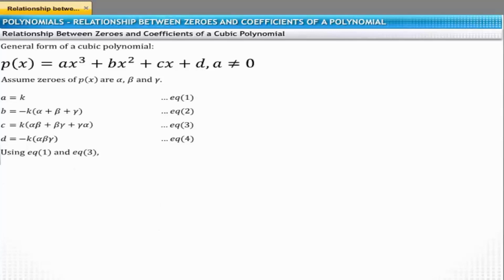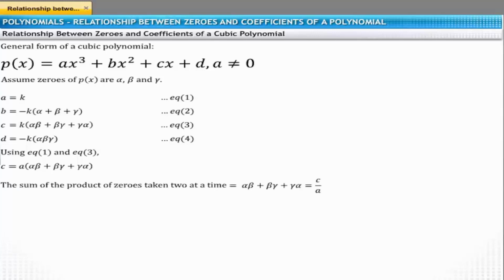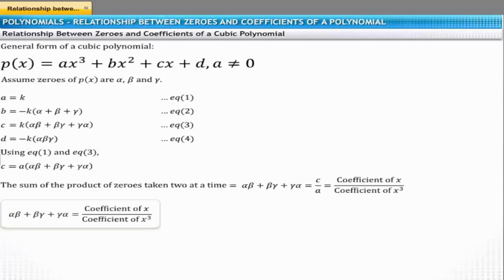Next, by using equation 1 and 3, we get the sum of the product of zeros taken two at a time is equal to c divided by a. Here c is the coefficient of x and a is the coefficient of x cube. Therefore, this equation defines the relationship between the sum of the product of zeros taken two at a time and the coefficients of the cubic polynomial.